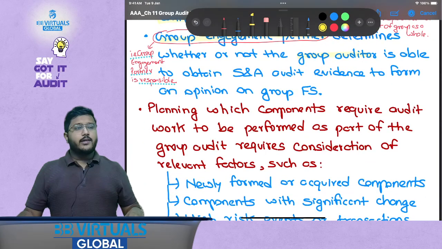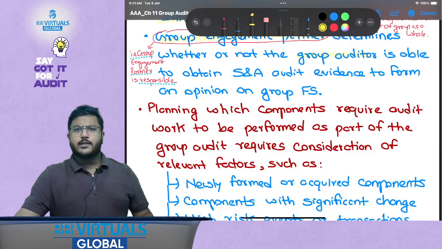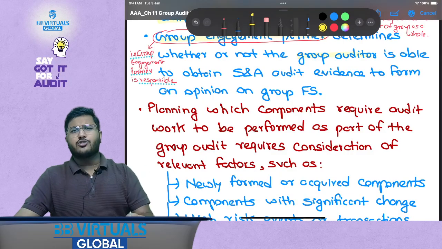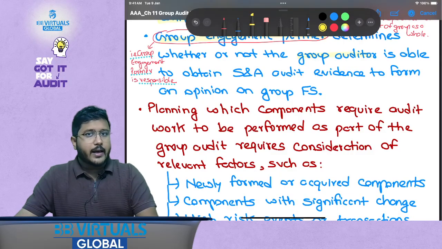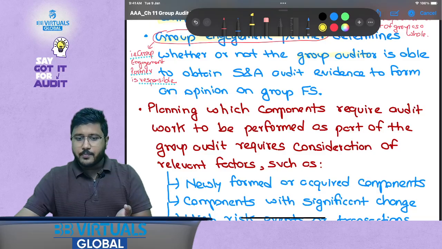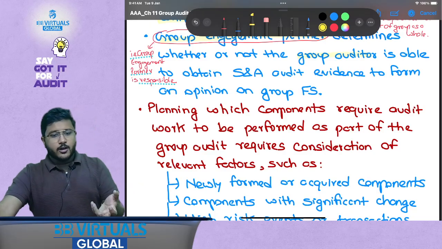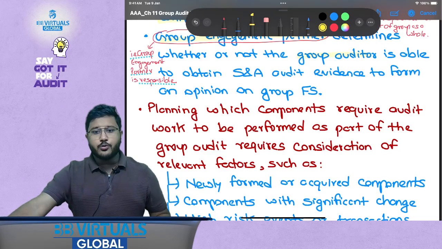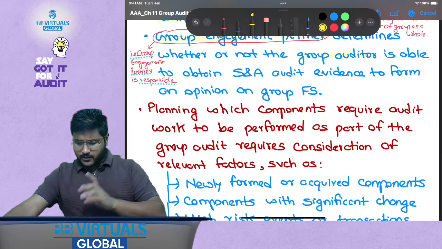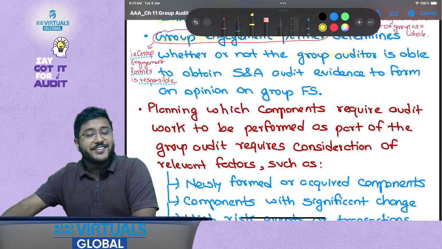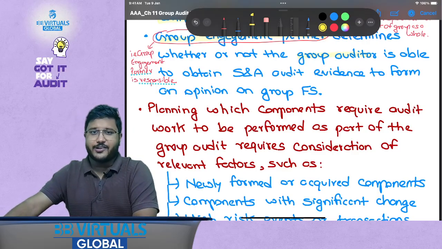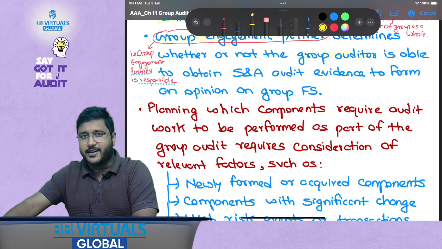See, people are really scared of group audits because they do not understand the relationship between a general audit and a group audit. It does not differ much. What happens is there would be more parties, more people, more auditors, and more concepts related to the greater number of auditors. That's it. Nothing to be afraid of. This chapter is going to help you score good marks in your examination, so please understand it very, very carefully.